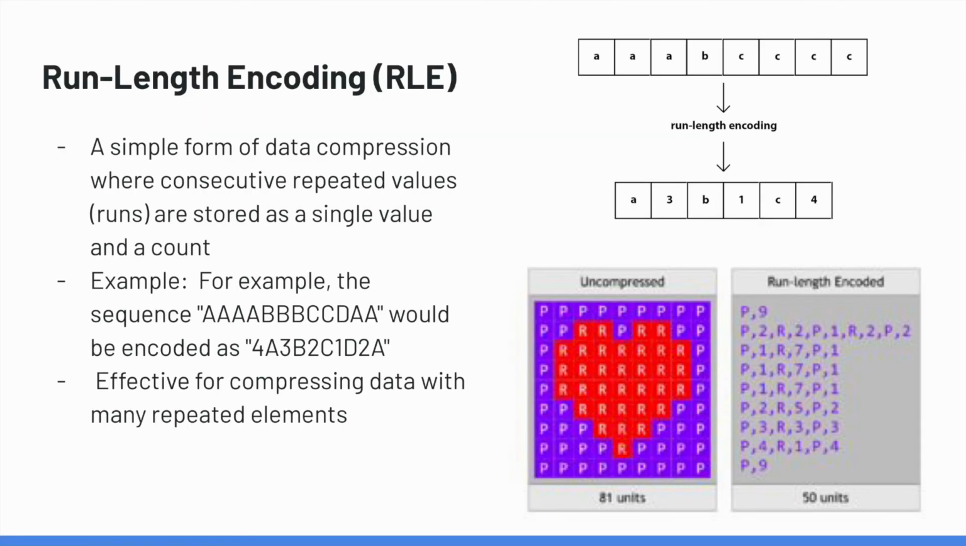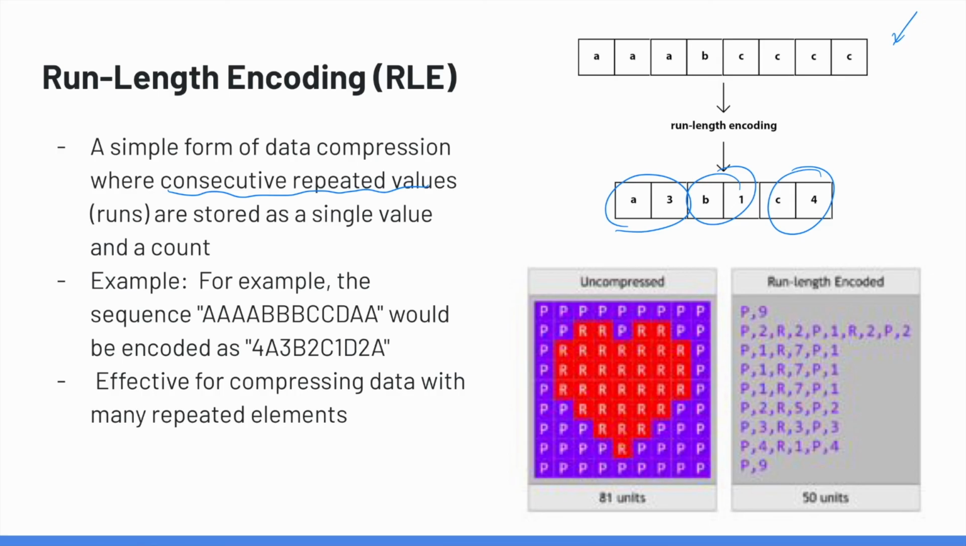Now we're going to cover one more concept here, and that's something called run length encoding, which is just a form of data compression. This is basically where consecutive repeated values are stored as a single value and a count. So for example, right here, if we have the values AAA, B, C, C, C, C, then we would end up with A3, B1, C4 in sequence.